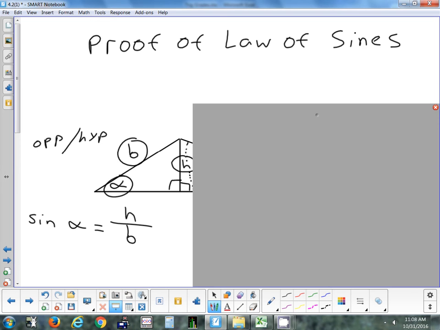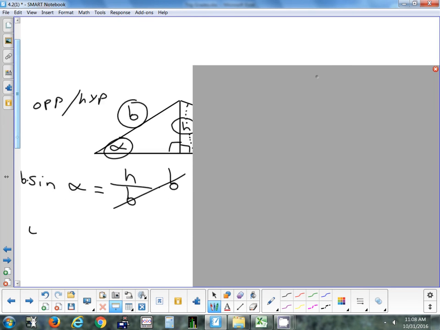Right, so sine is opposite over hypotenuse. And now I want to get h by itself. So how would I move b to the other side? Multiply by b. Okay, so multiply by b. And multiply by b. Now it says b sine alpha equals h. And that's all I'm going to do with that. I'm going to stop for now, and jump over to the other triangle.